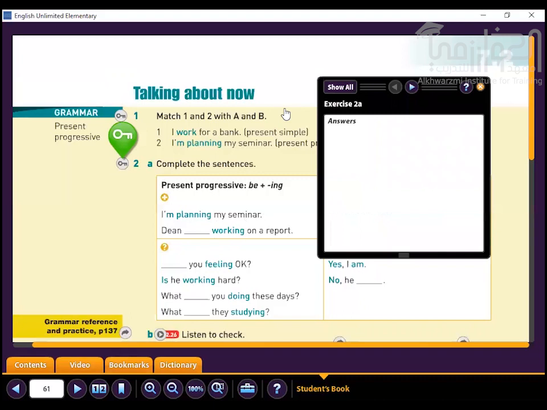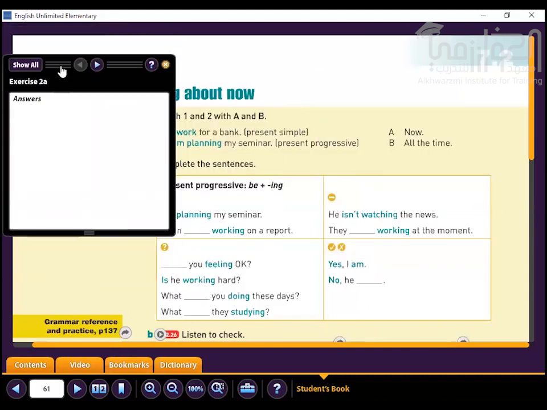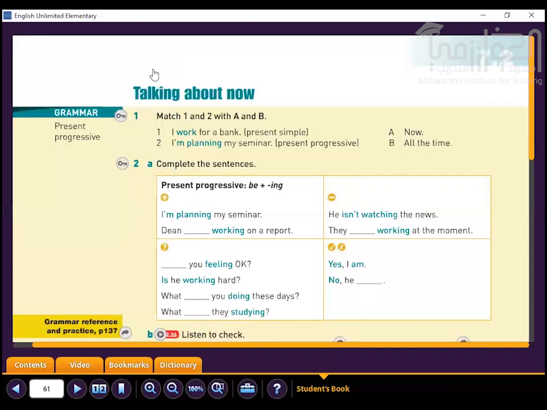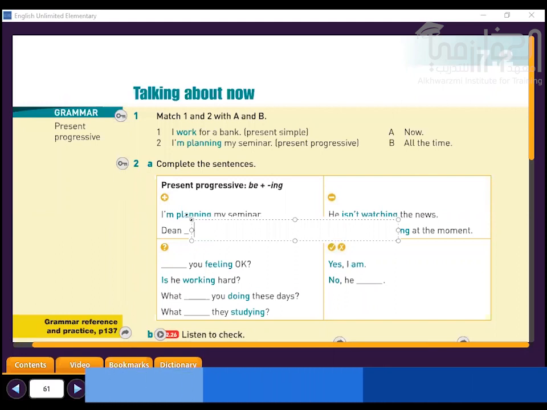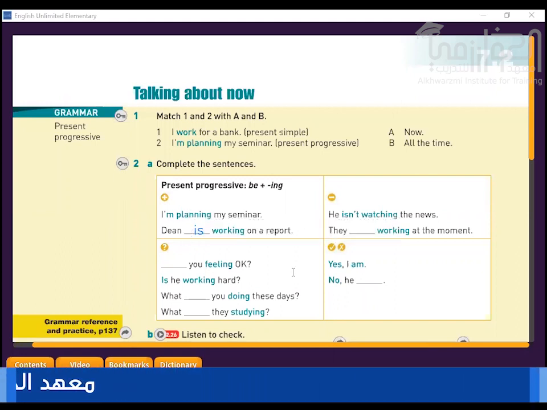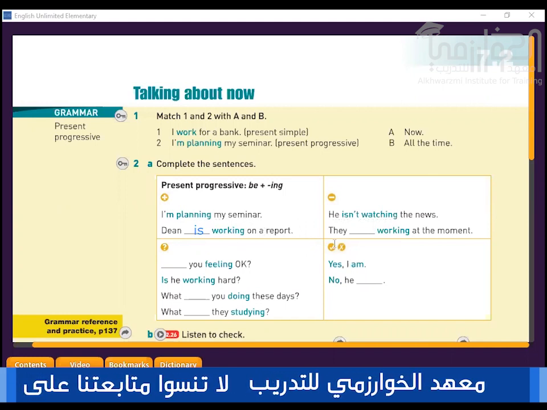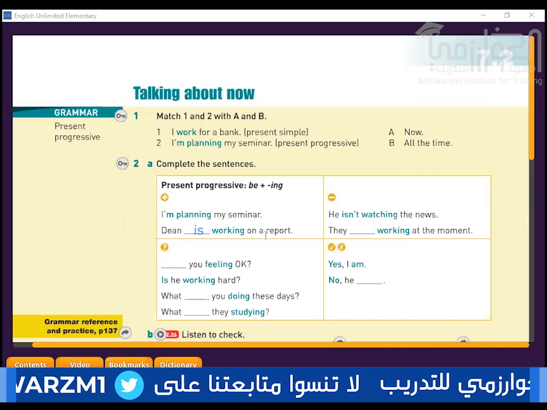So then, yes, we have here then. What should be the answer? So we have to the left, we can see the answers here. Dean is working on a report. So the answer should be Dean is. Let me write the answer for you to see. So let's see the answer. So Dean is. So Dean is working on a report. Now, pause the recording for 4 minutes and then complete the sentences. Pause the recording and then complete the sentences.